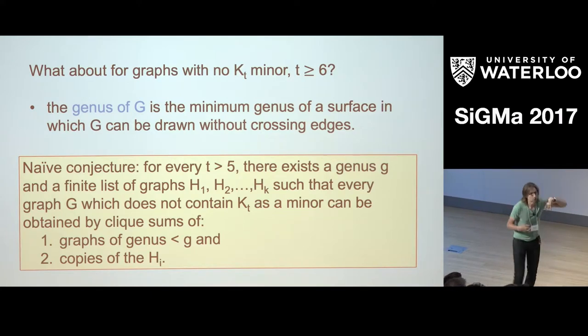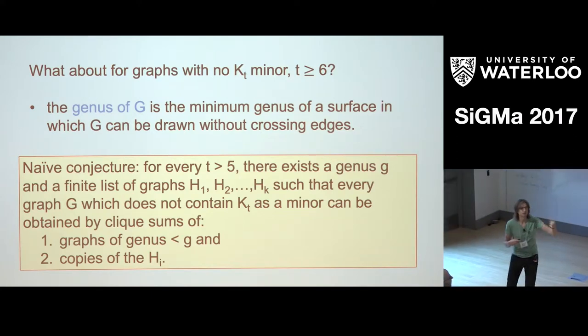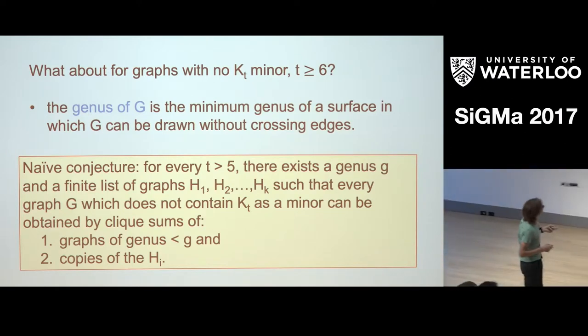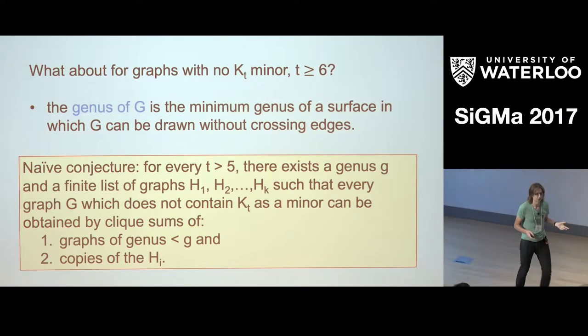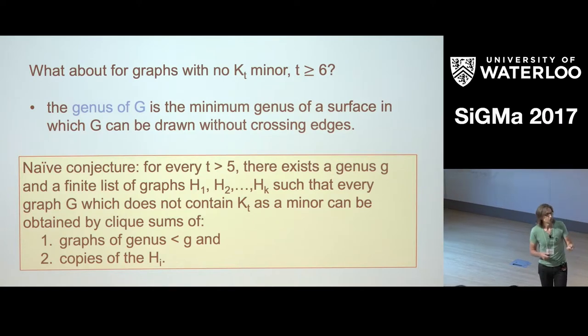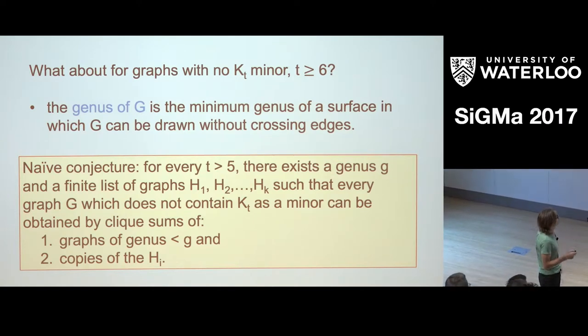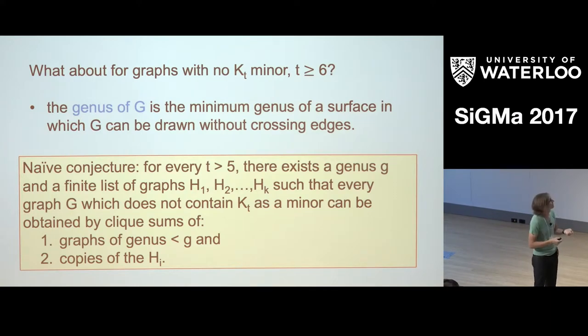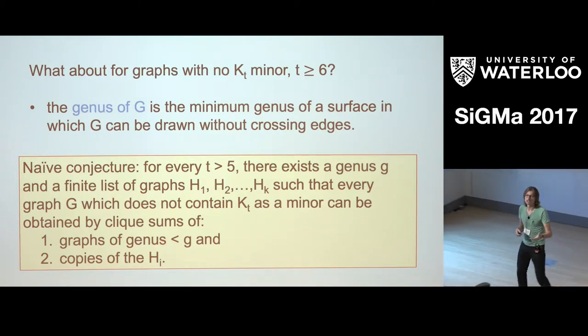Okay, so just to remind anyone who doesn't have it in the front of their mind, the genus of a graph is the minimum genus of a surface in which G can be drawn without crossing edges. And so now looking at Wagner's theorem, we might hope that the following naive conjecture is true. That for every t bigger than 5, there exists some bound, some genus g, and a finite list of graphs, H1, H2, up to Hk, such that every graph which does not contain a K_t as a minor can be obtained by clique sums of graphs of genus at most g, and copies of the Hi. Right? So this is just a generalization of what Wagner's theorem said.